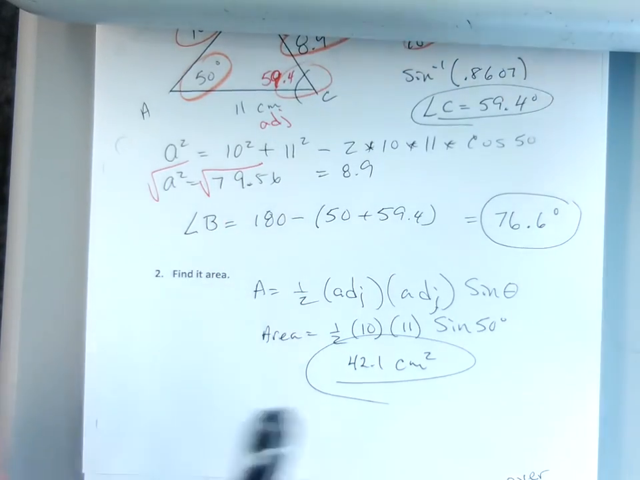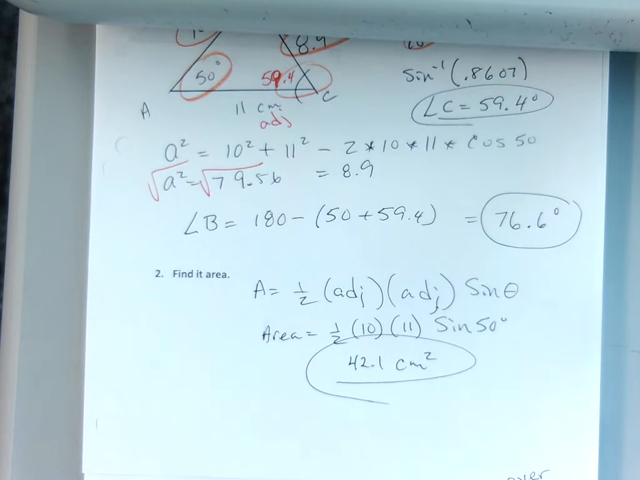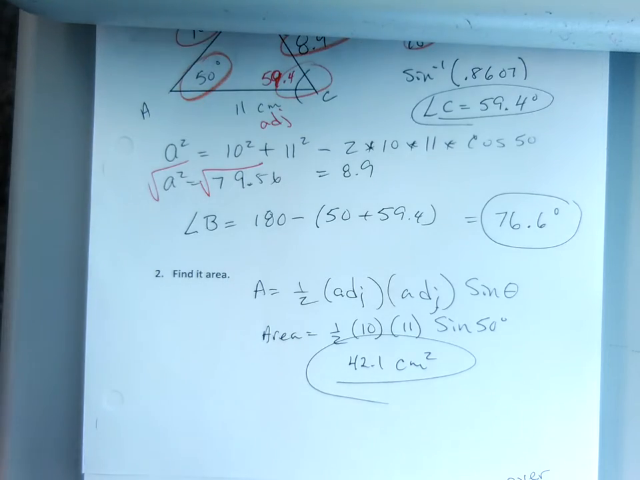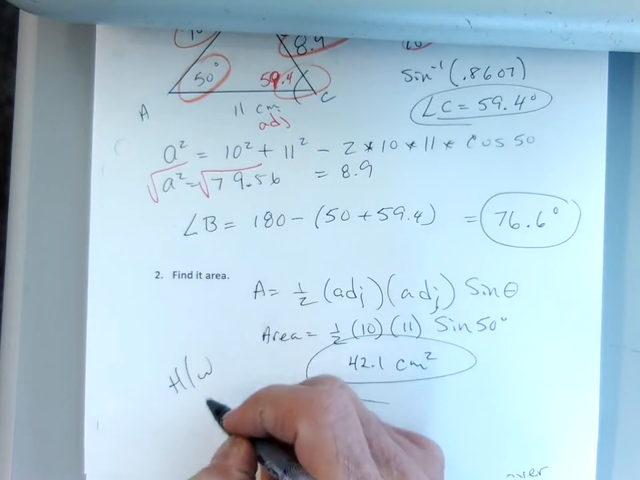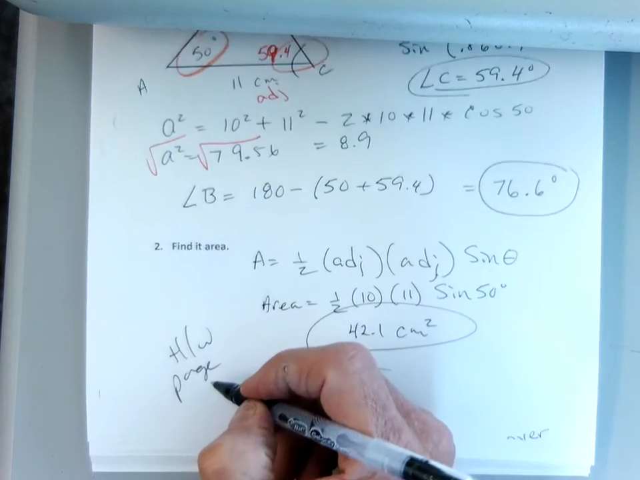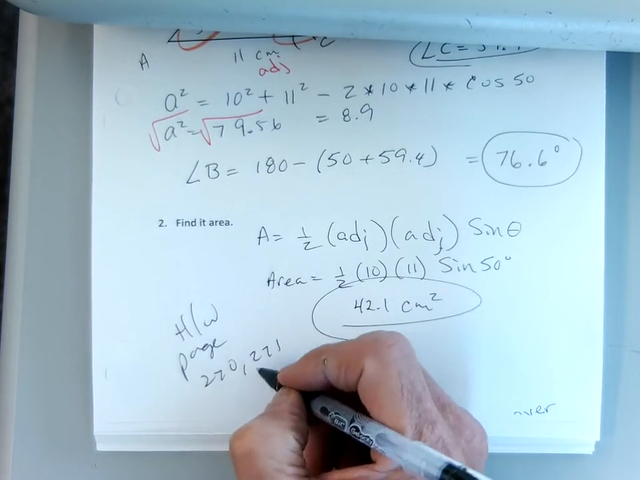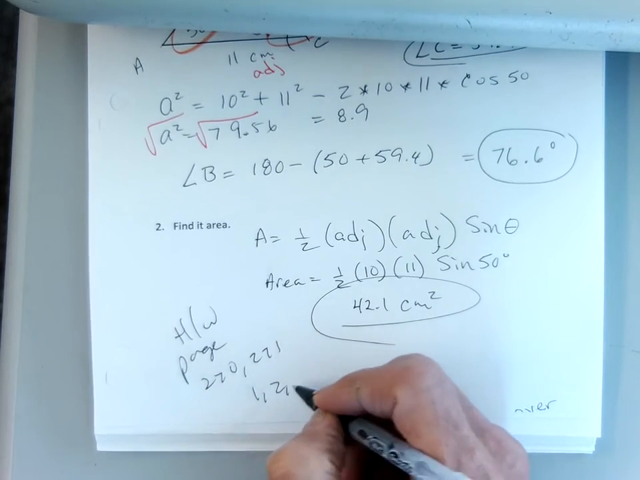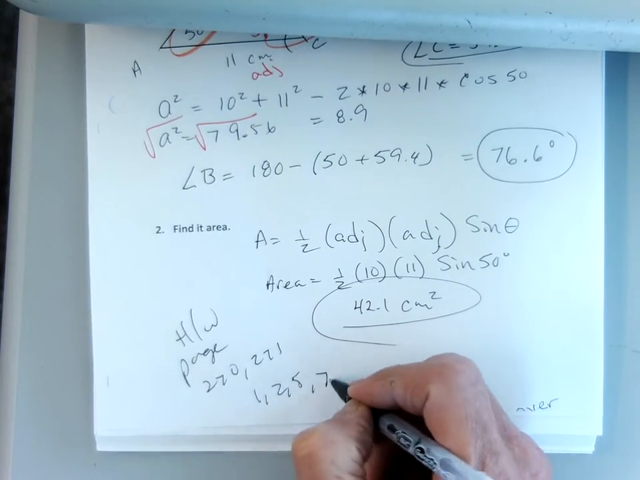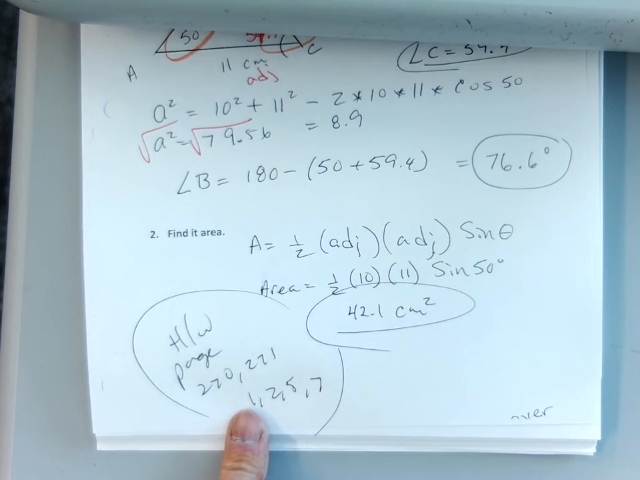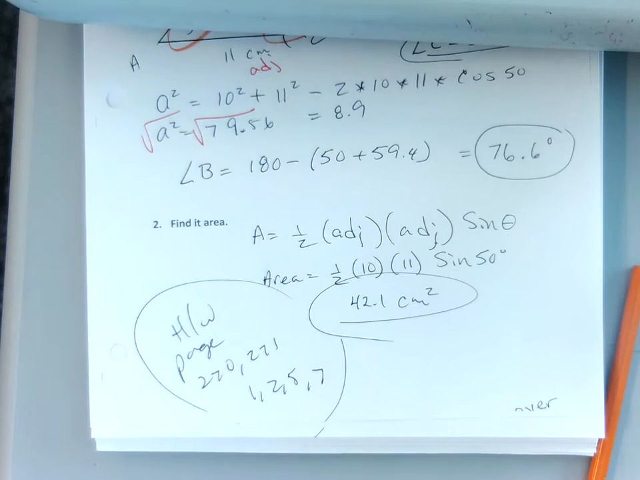All right, that's all I have. So homework today. It's not that many problems. It is page 270 and 271. I want you to do 1, 2, 5, and 7. Some of these you have to draw a triangle to get them to solve. I'll show you what I mean before I stop recording.